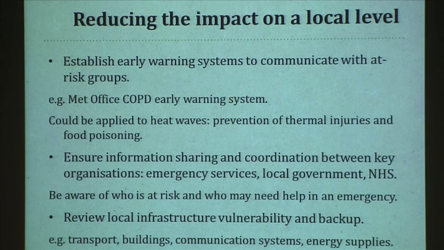And logically, that could be applied to quite a lot of these situations. So, for example, to heat waves, to look at the prevention of thermal injuries or food poisoning, which you usually see an increase of a couple of weeks after heat waves.